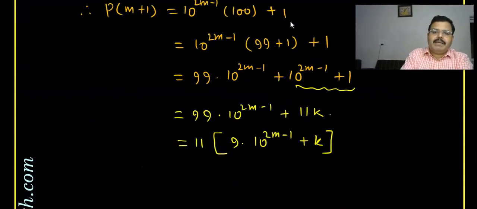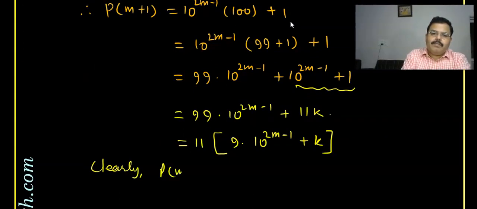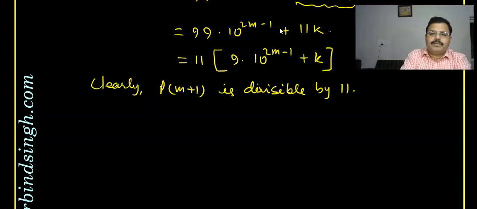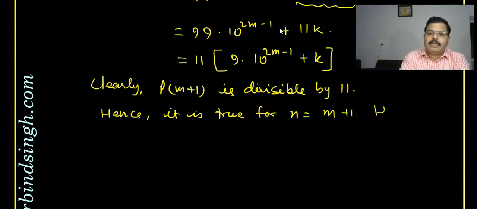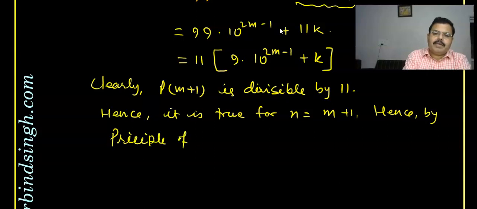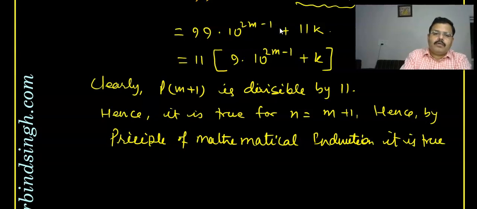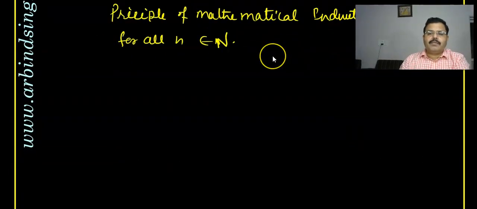Right? So clearly, pm plus 1 is divisible by 11. And hence, it is true for n is equal to m plus 1. Hence, by principle of mathematical induction, it is true for all n belonging to set of natural numbers. So this is what, I hope you got it.